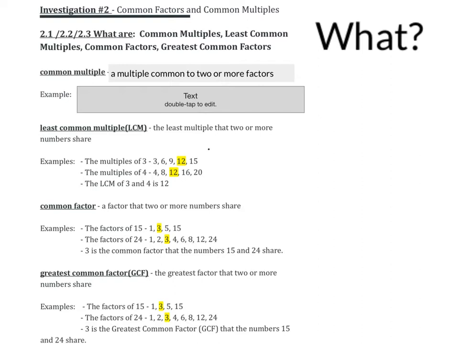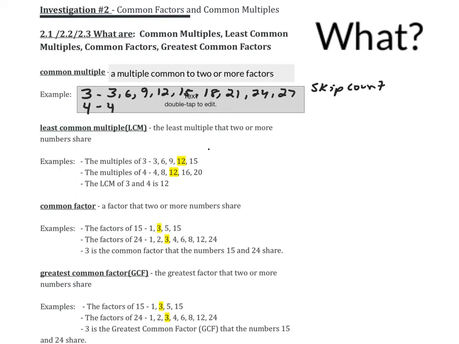If we have 3 and 4, let's just write the multiples of 3. So 3 times 1 is 3, 3 times 2 is 6, 3 times 3 is 9, 3 times 4 is 12, 3 times 5 is 15, 3 times 6 is 18, 3 times 7 is 21, 3 times 8 is 24, 9 times 3 is 27. So those are all multiples, and I call that skip counting. So you just skip count, that's all that is. And let's do the 4.